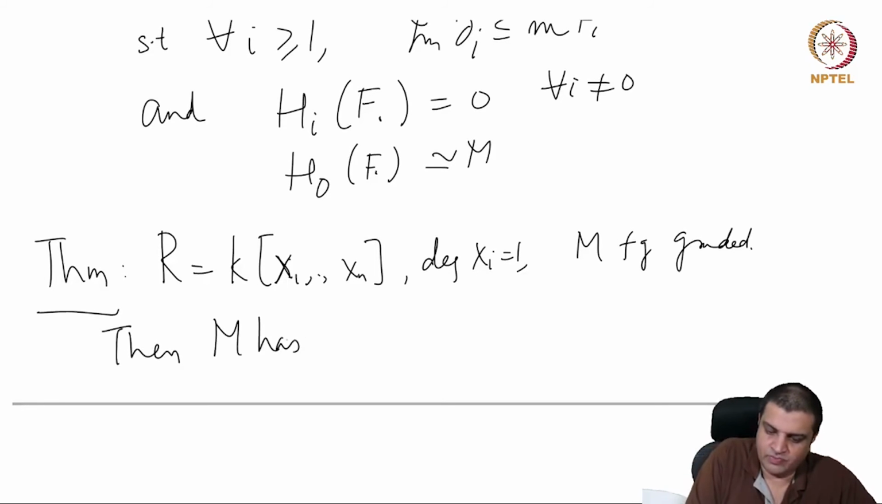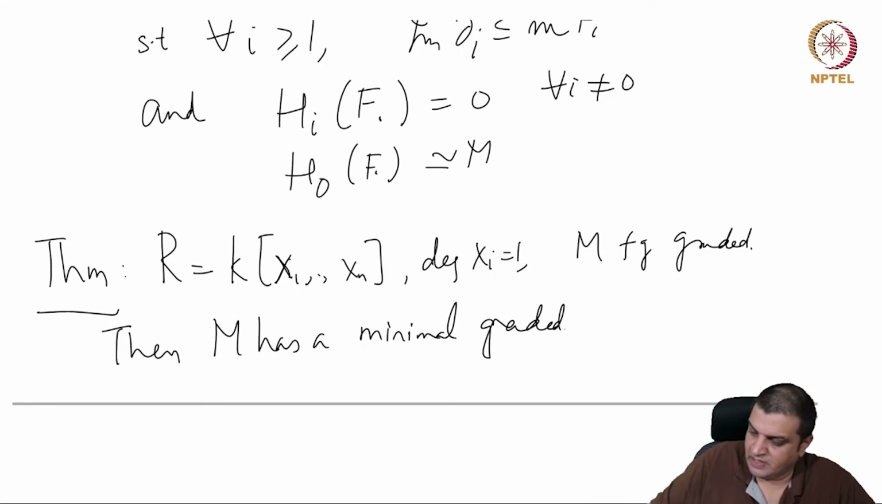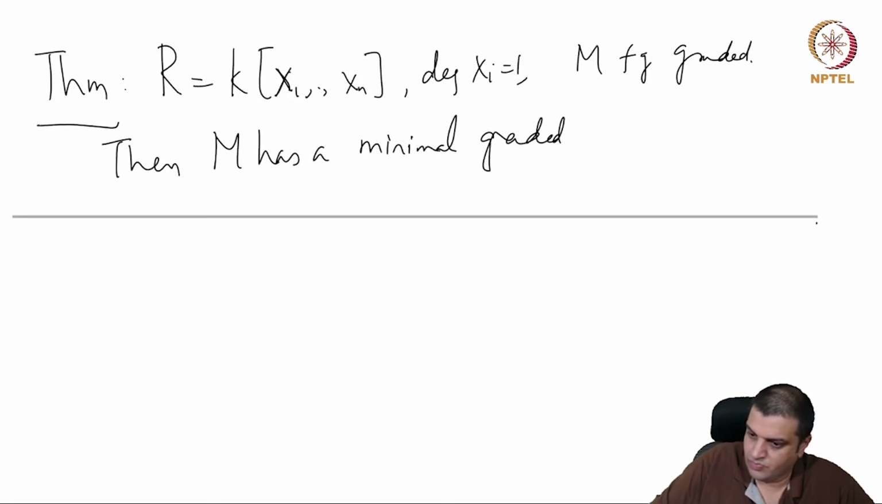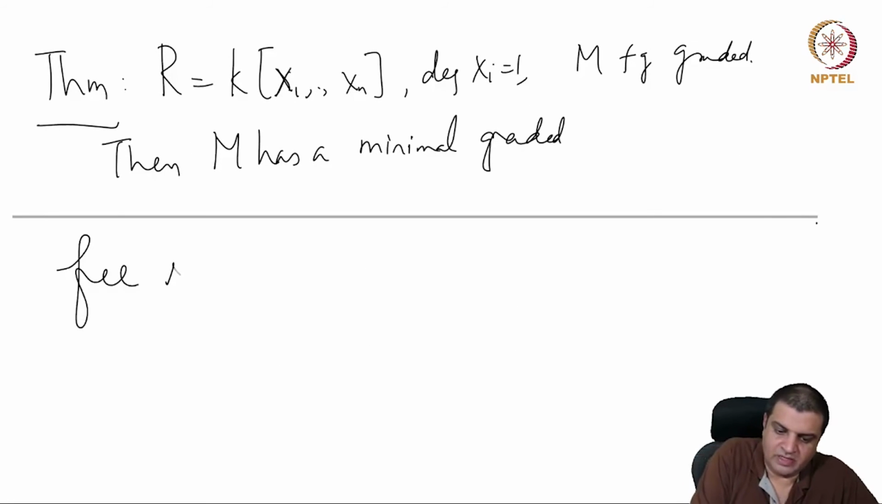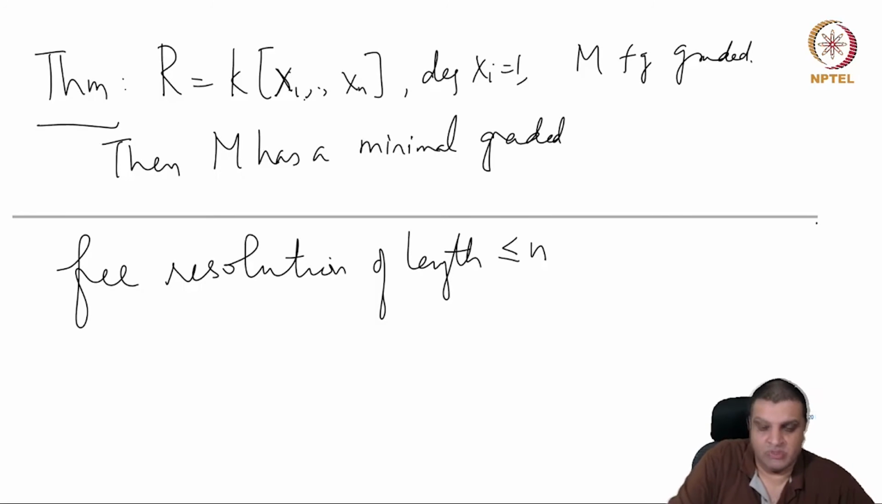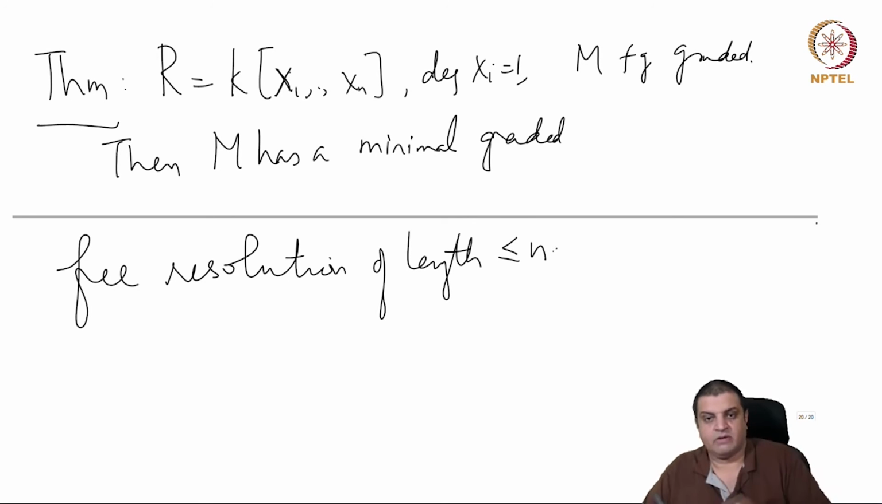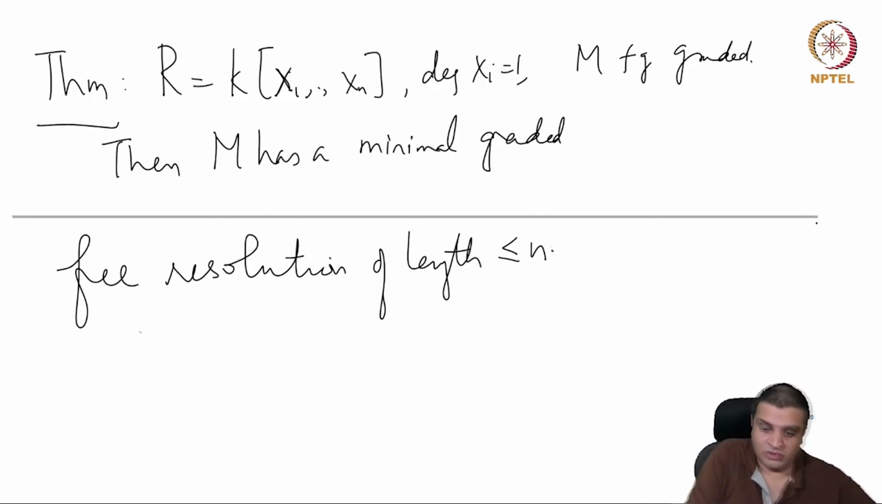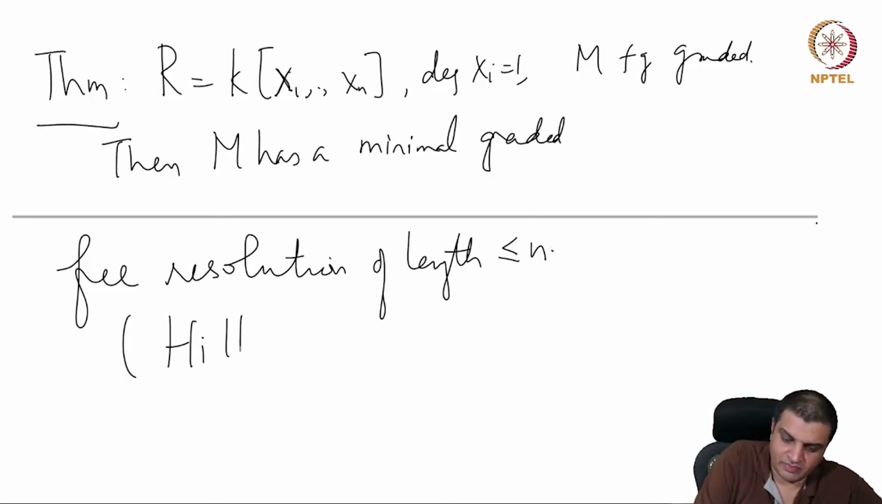Then M has a minimal graded free resolution of length at most n, the number of variables, I mean the dimension of R. Okay, so this is called the Hilbert Syzygy theorem.